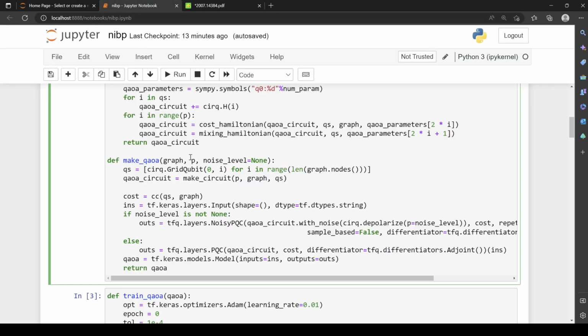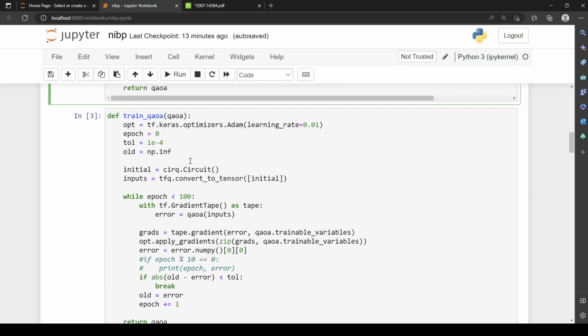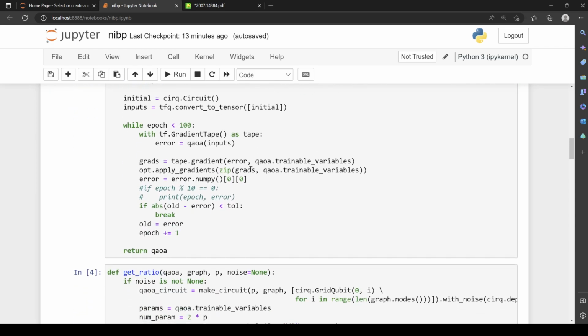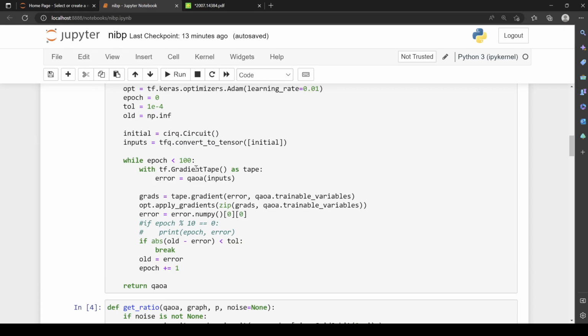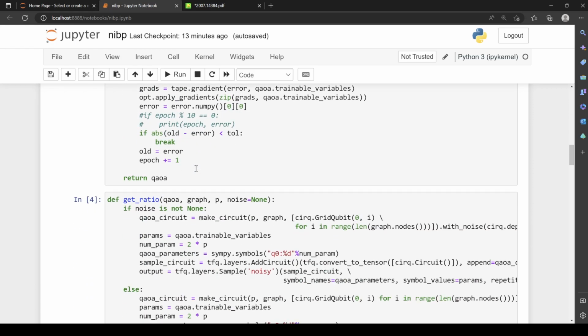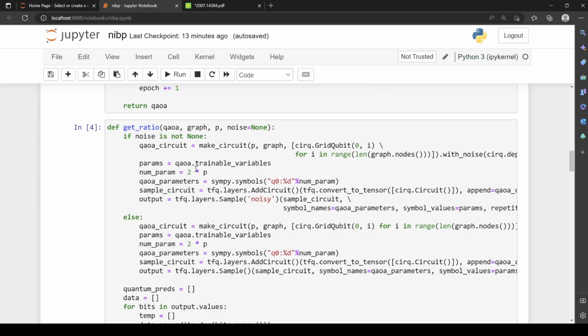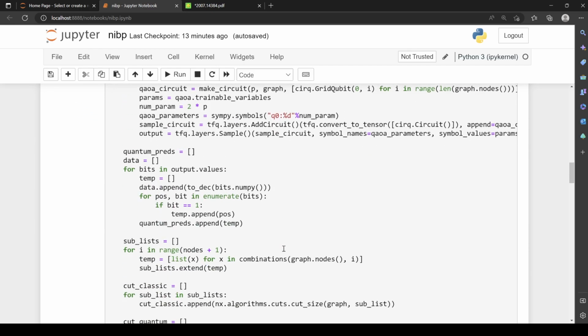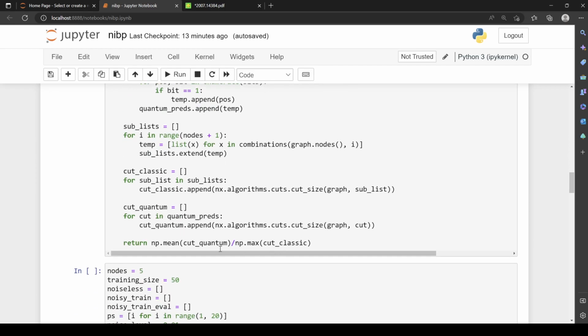So anyway, getting back into the code, we have our standard training function. We train using Adam for the standard 100 iterations. You could increase this as well if you're interested in playing around with it. And then we have our function to get the ratio. What we do here is we sample from the circuit either in a noisy or noiseless manner, and we then compute the true max cut and then compute our average cut size over the true maximum cut size, and that's what's known as the approximation ratio.